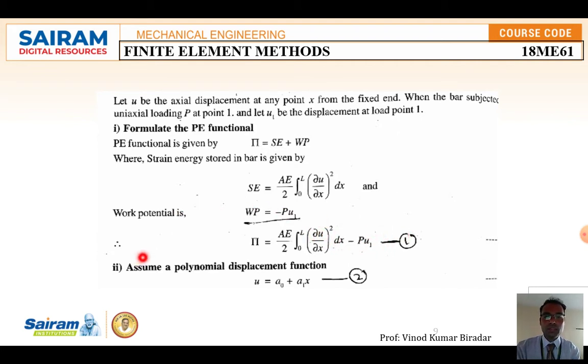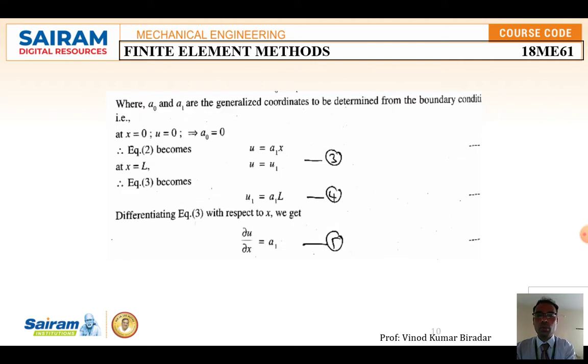The second step is to assume a polynomial displacement function. This is a very important step. For a second order element, assume the polynomial function U is equal to A0 plus A1 x. Call this equation 2. Now apply the boundary conditions, where A0 and A1 are the generalized coordinates to be determined from the boundary conditions, that is at x is equal to 0, U is equal to 0. From the equation, the polynomial function becomes U is equal to A1 x, and at x is equal to 0, U is equal to 0, so you get A0 is equal to 0. At the second condition, at x is equal to L, you get U is equal to U1.